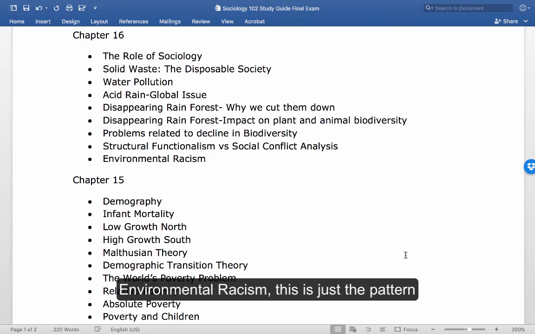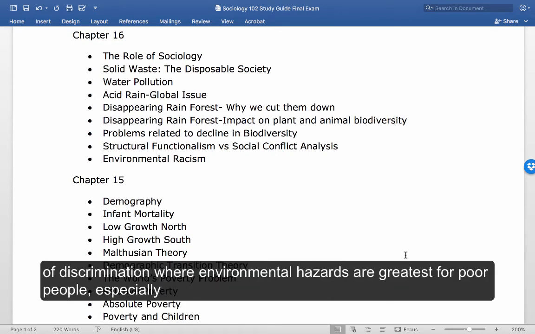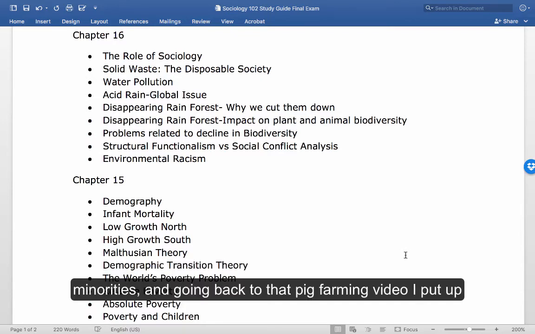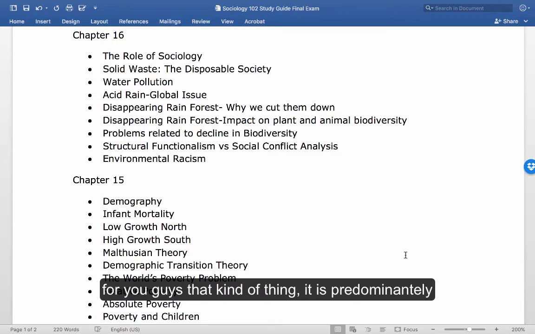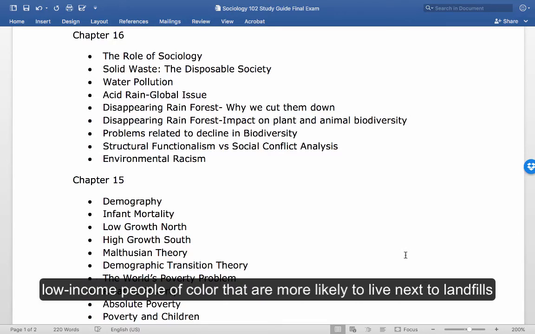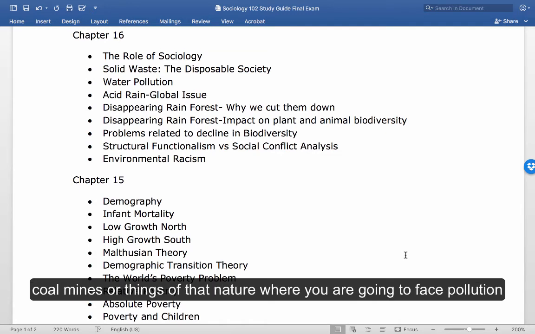Alrighty, environmental racism. This is just a pattern of discrimination where environmental hazards are greatest for poor people, especially minorities. And kind of going back to that pig farming video I put up for you guys, that kind of thing. It's predominantly low-income people of color that are more likely to live next to landfills or coal mines or things of that nature where you're going to face pollution.